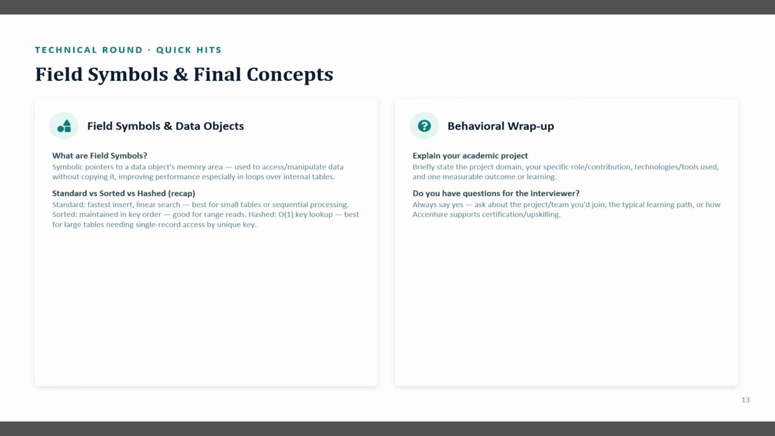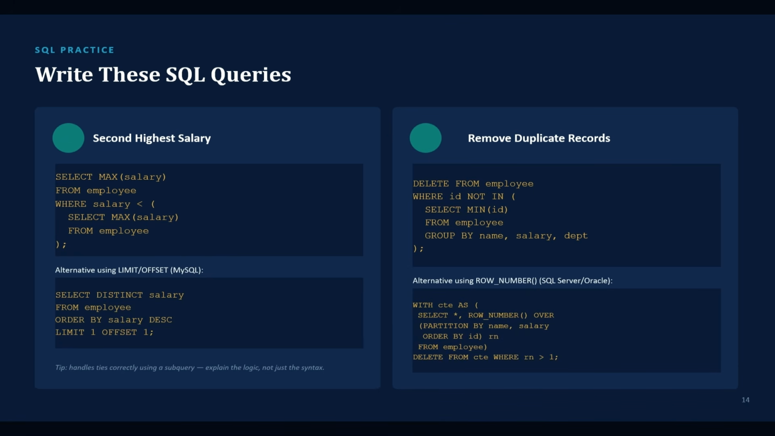Section 10. SQL Practice Questions. Now let's talk about the 2 SQL questions that come up again and again. Finding the second highest salary. The classic approach is a subquery. Select the maximum salary, where the salary is less than the overall maximum salary.